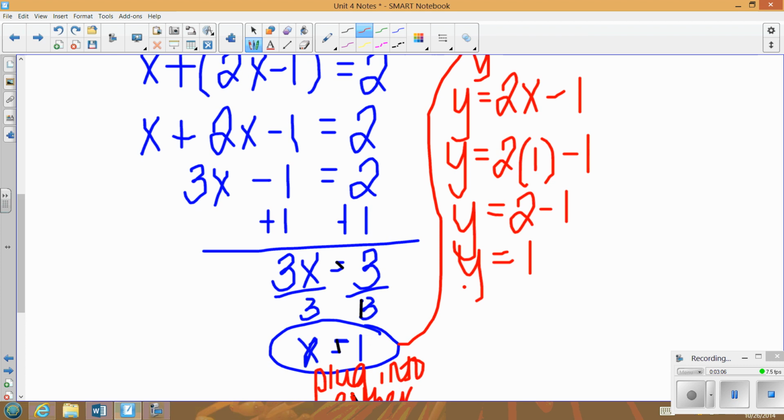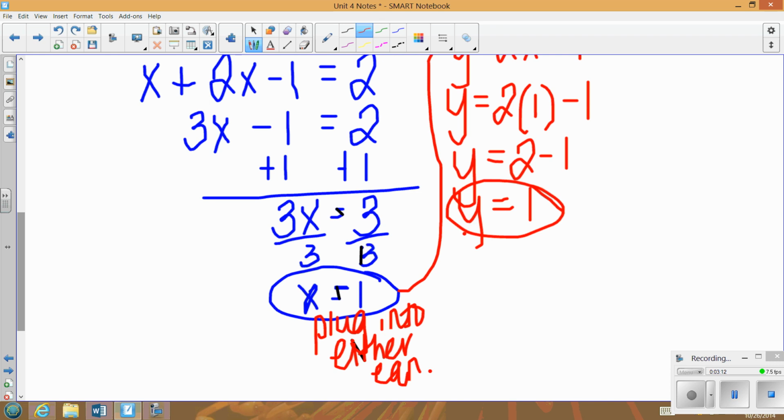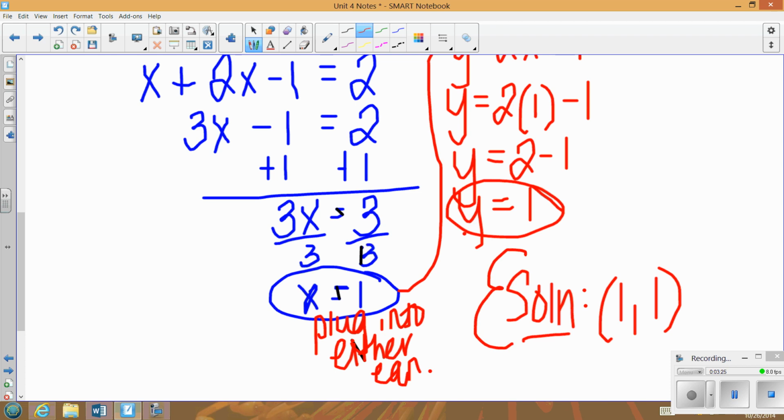Now, just like when we did this for graphing, we want to write our solution as an ordered pair. If you think about this on a graph, these are two lines, the original equations in the system, and when they cross, they would cross at the point (1, 1). So that's your solution. And now you can check that if you want. You can plug it into both equations, and you'll see that it works.